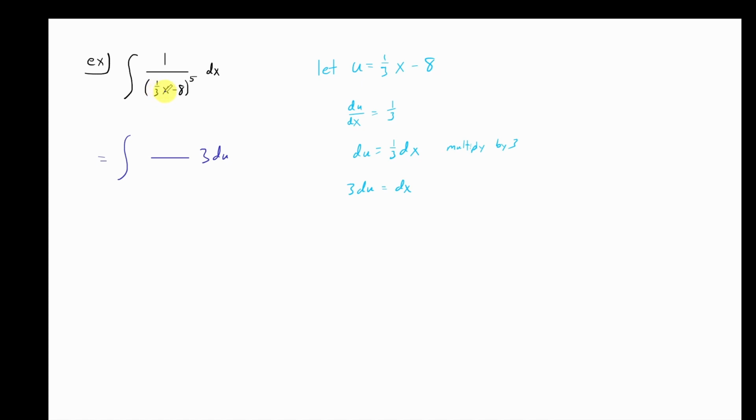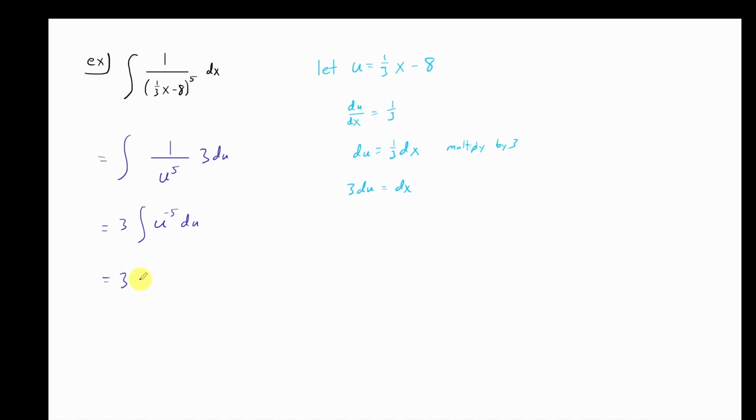In the denominator, we have stuff to the 5th. That stuff is going to become a u. So we're going to have a u to the 5th. I'm going to take a step to rewrite this before I integrate. The 3 I can factor out of the integral. And 1 over u to the 5th I can write as u to the negative 5th. So now I have a u to the negative 5th du that I'm integrating.